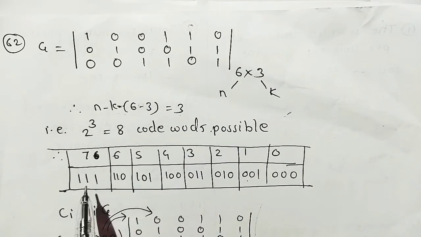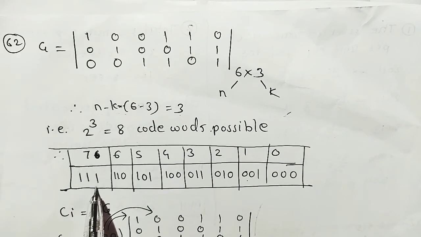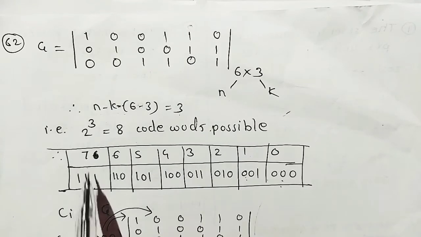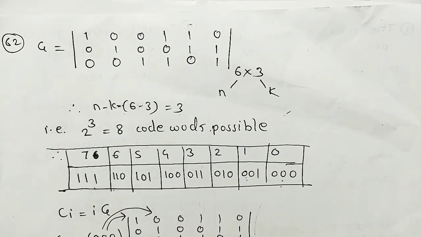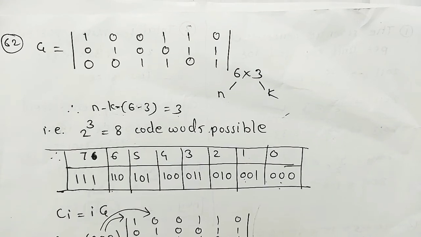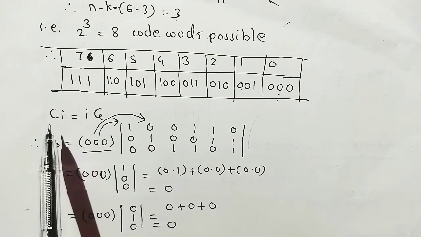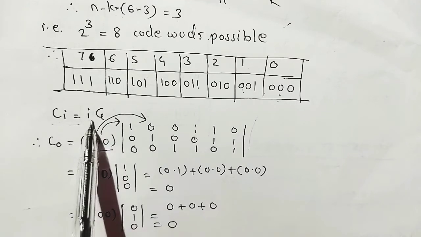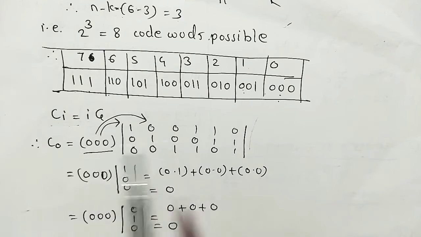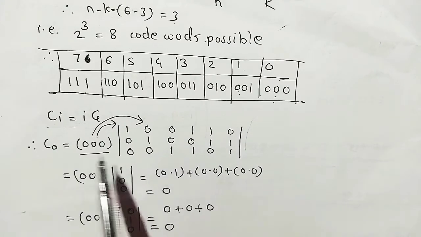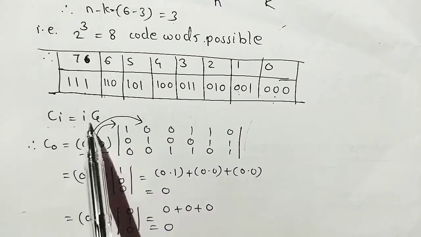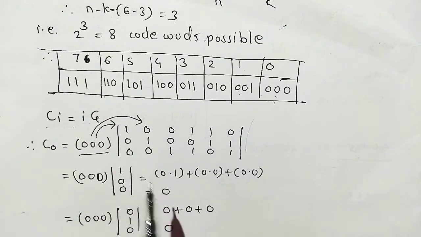What are the 3-digit binary numbers for these? For 0 it is 000, for 1 it is 001, like this up to 7, which is 111. Now for each number we have to find the code words. Here is the formula: Ci equals i into G, where i is the index. So for code word C0, the binary digits are 000, into G, our generator matrix given in the question.